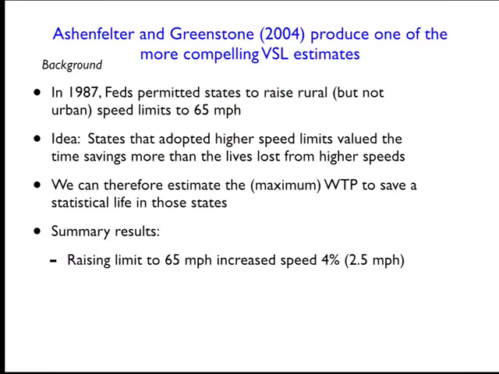So you might think, wait a minute, that seems kind of low, because you're going up by like 10 miles an hour, and that only corresponds to 2.5 miles an hour. But of course, many people were exceeding 55 even when the speed limit was that. So just because you raise it to 65 doesn't mean everybody's going to uniformly increase their speed by 10 miles an hour. It just means probably fewer people will be speeding.